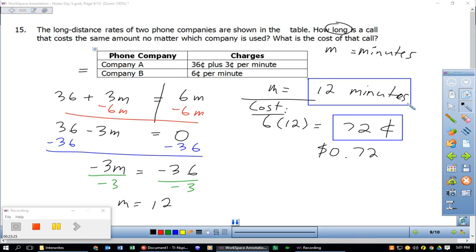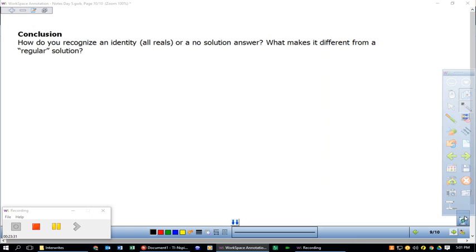Okay, last problem, and it's really something for us to talk about. We're going to talk about this in class. I'm going to leave this intentionally blank, okay? Make sure that you have this thing filled in, but we are going to talk about this later. And that is the end of our notes on solving equations with variables on both sides.